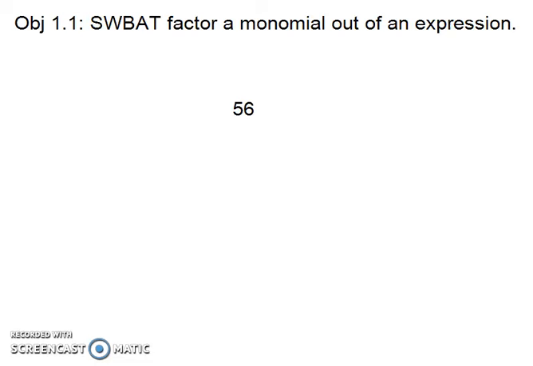Okay, so our objective today is to factor a monomial out of an expression. And you probably heard the word factor before. It's when you take something and you break it down into the things that multiply into that. So 56 breaks down into 8 times 7, and then 8 also breaks down into 4 times 2, and then 4 breaks down into 2 times 2. This process is called factorization, and each of these things that you get is called a factor.